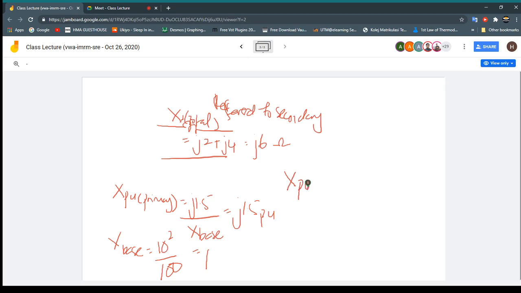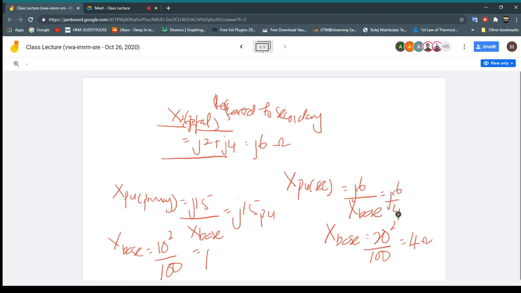X per unit secondary equals j6 divided by X base. What's X base at the secondary? X base equals 20 squared over 100. What do you get? 4. Yep.